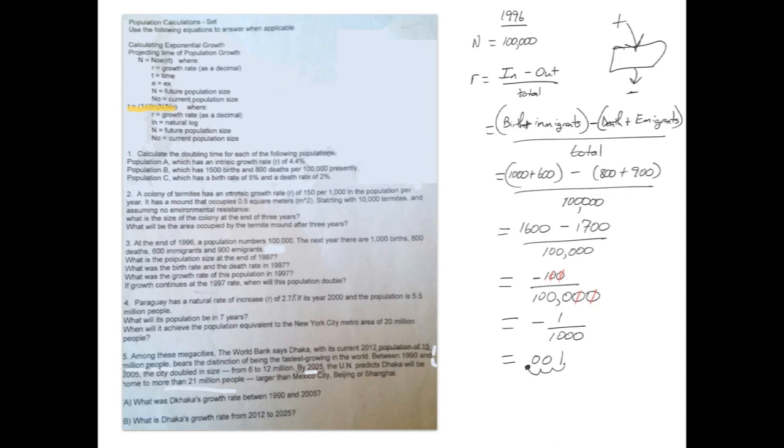So I know that when I take 100 divided by 100,000, that's going to equal 0.001. But of course it's negative 0.001. Now that's a decimal. If I wanted to make it a percent, then I would multiply it by 100, and it would be 0.1%, right? So the change is going to be 0.1%.